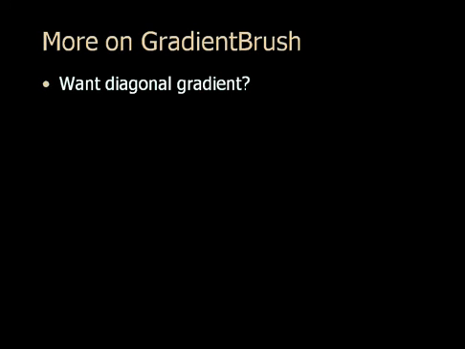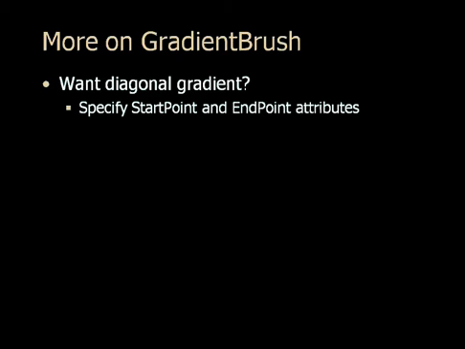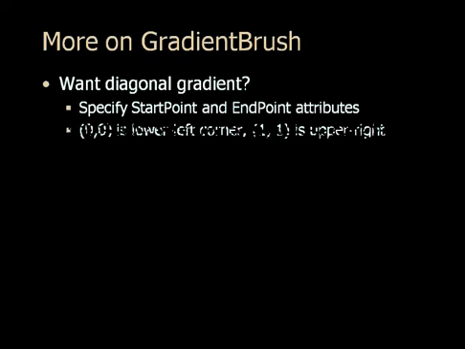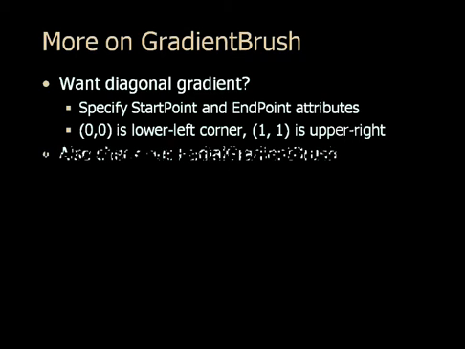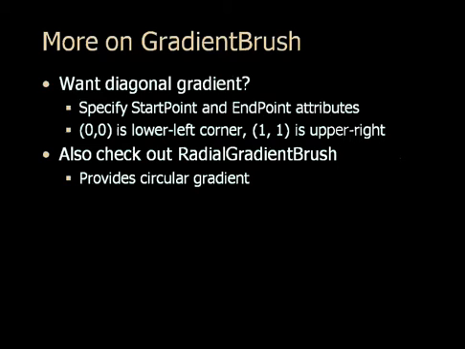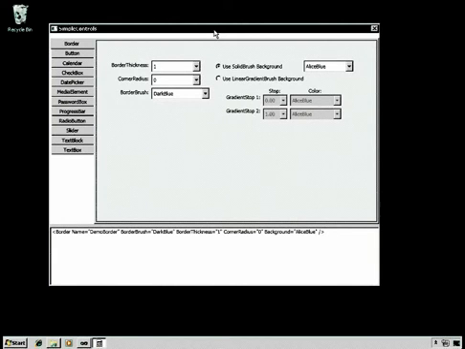Now, if you want a diagonal gradient, you can specify start point and end point attributes. 0, 0 is the lower left corner, 1, 1 is the upper right corner. So if you do specify start point and end point attributes for the gradient brush, you can specify exactly where the gradient starts and stops on the edge of the container. Now you should also check out the radial gradient brush, which provides a circular gradient. Let's look at the border control and move on from there.